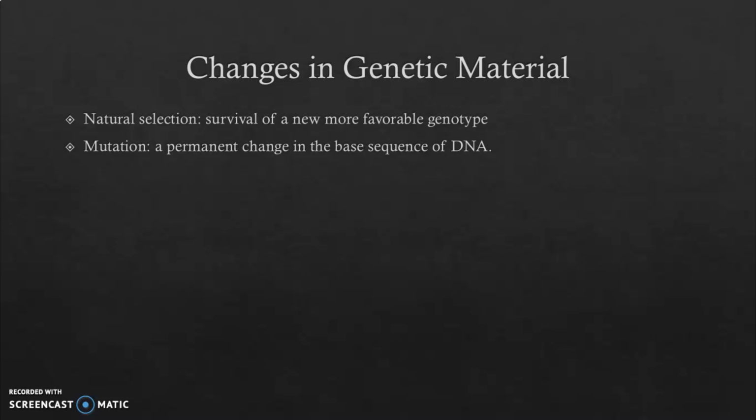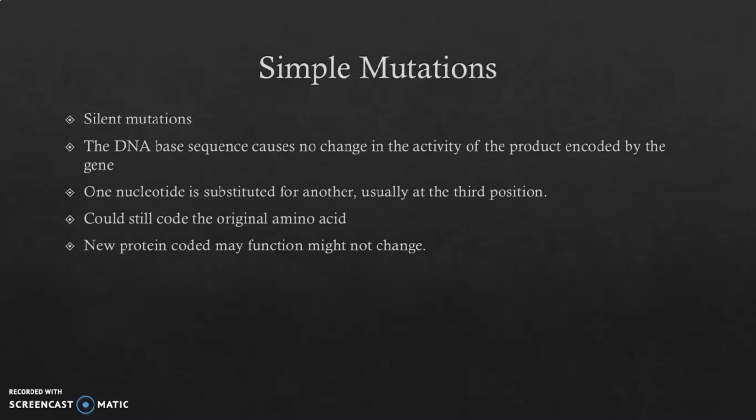Well, mutations are changes in genetic material. They can be brought about by a variety of factors. It's a permanent change in the base sequence of DNA. That's also how you get natural selection, which is survival of the new, more favorable genotype. It's brought about by mutations.